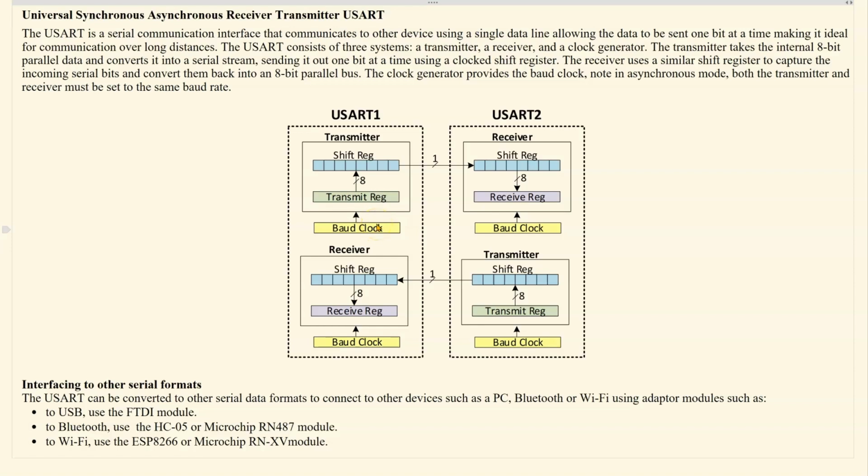We can convert the USART to other serial data formats by using adapter modules, such as if we want to interface to USB, we can use the FTDI module. If we want to interface to Bluetooth, we can use the HC05 or the Microchip module, or to Wi-Fi, use the ESP8266 or the Microchip module shown here.